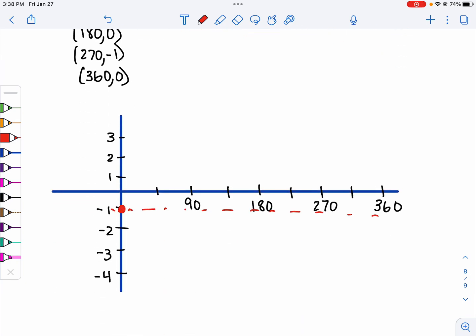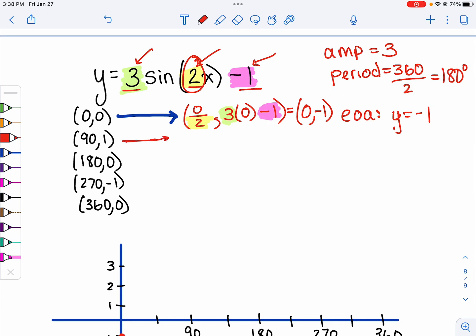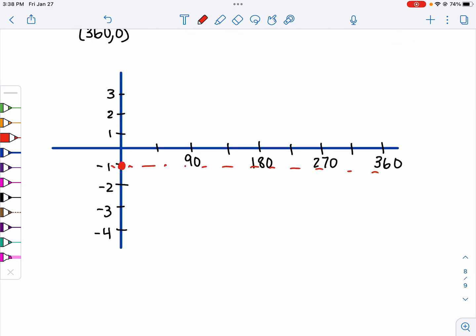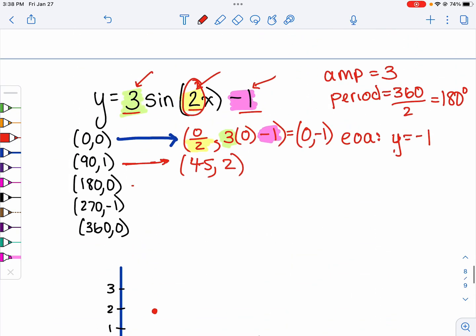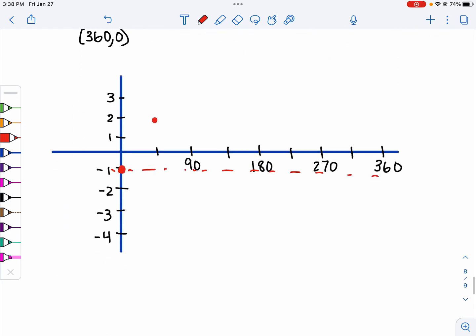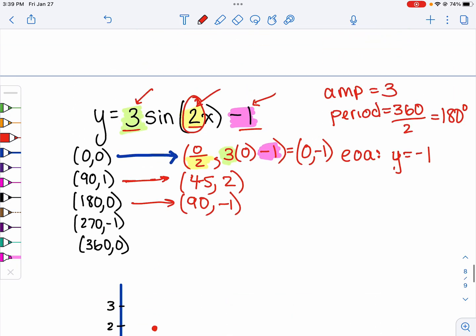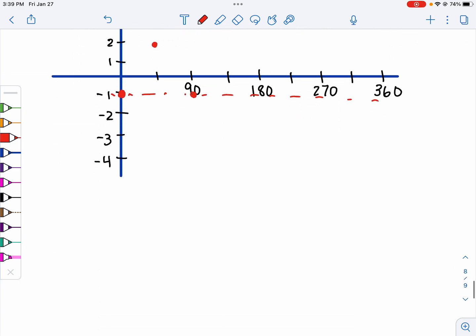0, -1. Our next point would be 90 divided by 2, so 45. And 1 times 3 is 3, minus 1, 2. So 45 and 2. Our next point would be 180 divided by 2, so 90. 0 is just going to be -1. So 90 and -1. 270 and -1. So 270 divided by 2, 135. -1 times 3, -3, minus 1, -4. So 135 and -4.